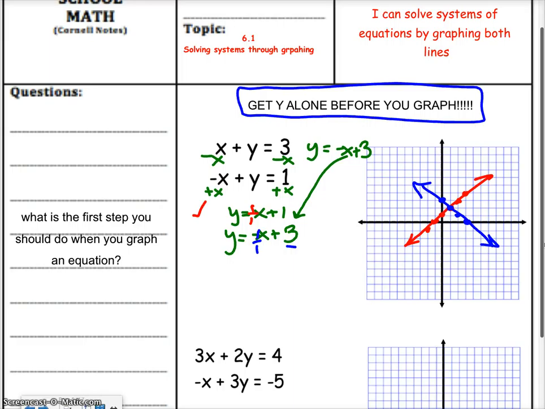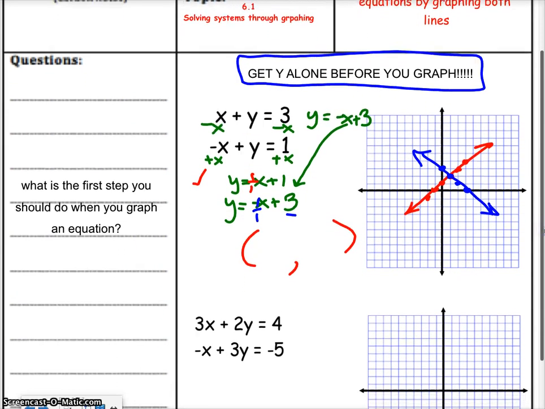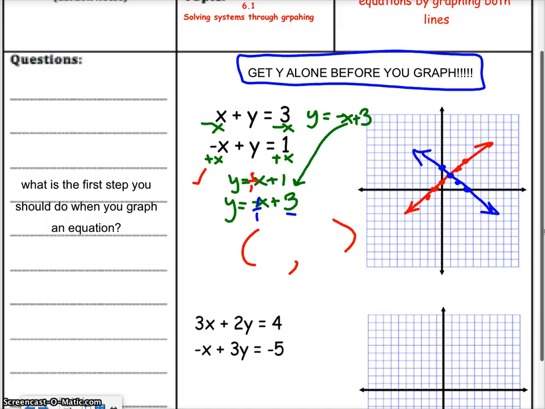Do they intersect? Okay, now I have to say my answer. The solution is the point they intersect at. What point do they intersect at? 1, 2. So that's the solution to the system.